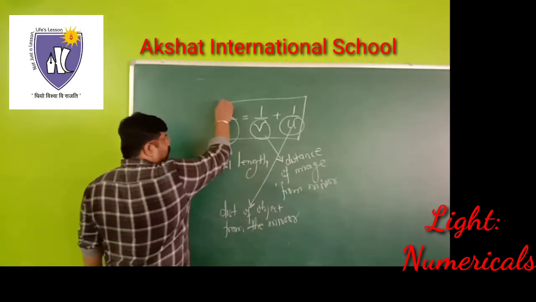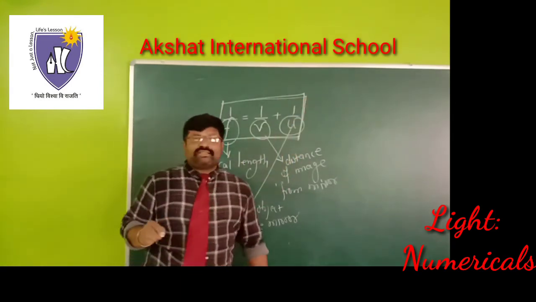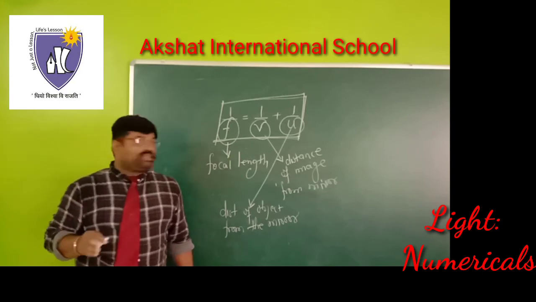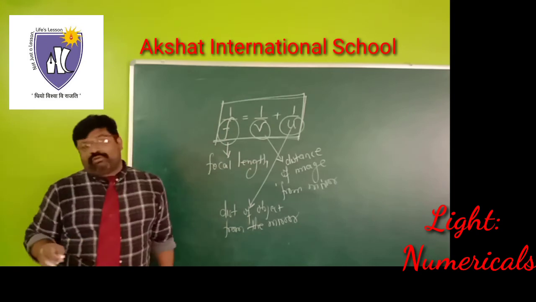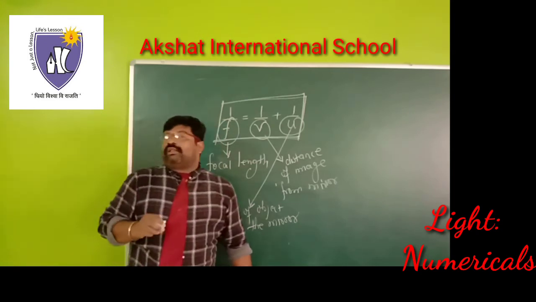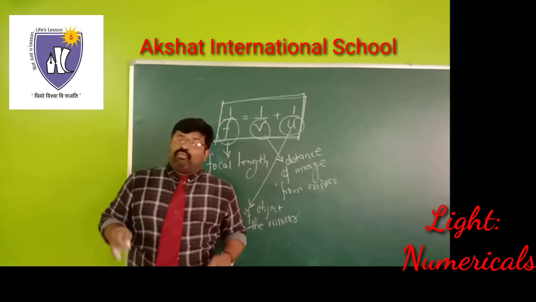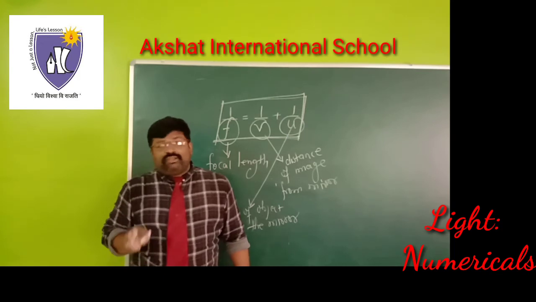So we'll have this formula, and using this formula we are going to find out many positions of the object, positions of the image, and we can also find the focal length of the mirror. It depends on what is given in the numerical. We will see the data in the numerical.